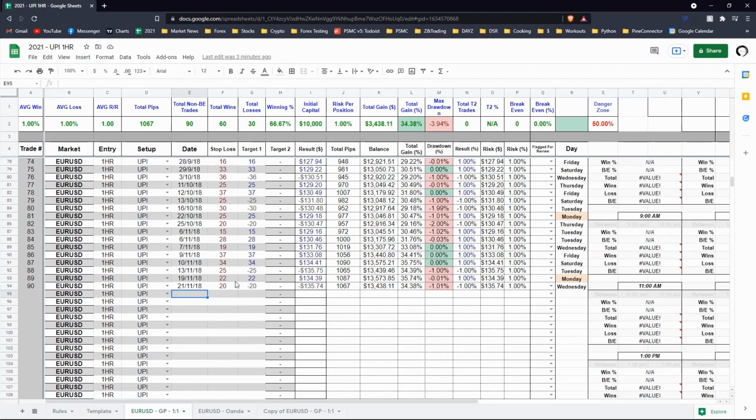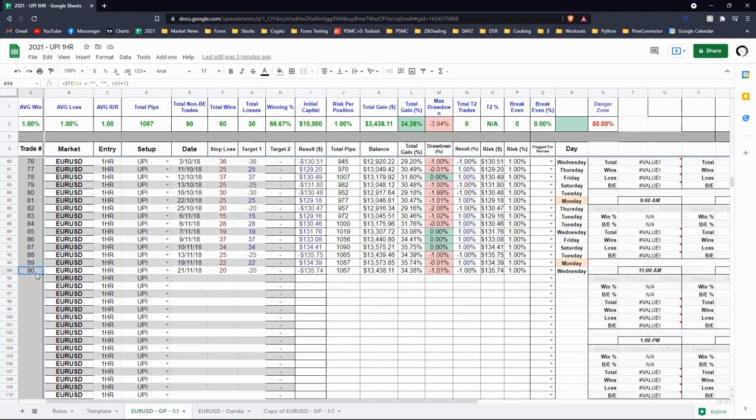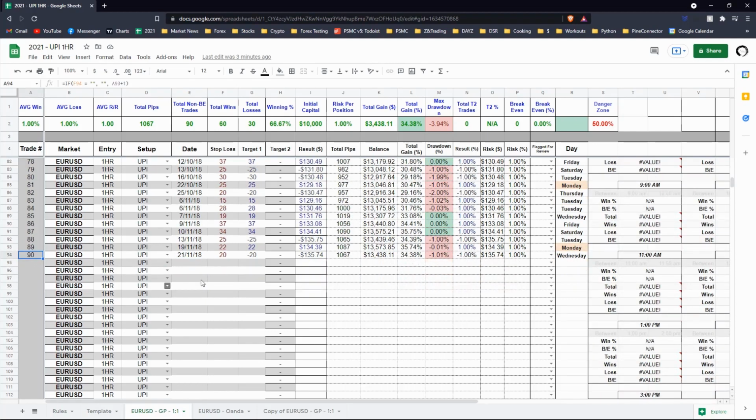Let's get into the lesson for today. I'm just going to run you through backtesting a few trades here. We're not going to do 100 like you see here, 90 trades. I'll just do 10 or 20 and walk you through the process of entering this stuff into a spreadsheet. It's pretty simple. It's not rocket science. You spot a trade on your chart, you record the date and whether it won or lost, and the spreadsheet does all the heavy lifting mathematically.